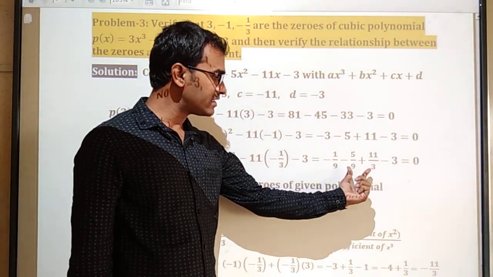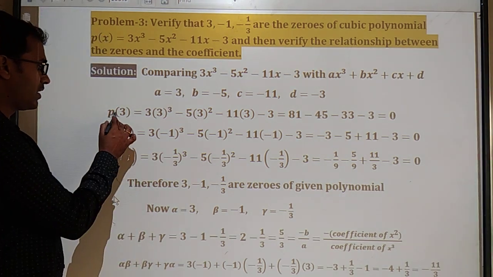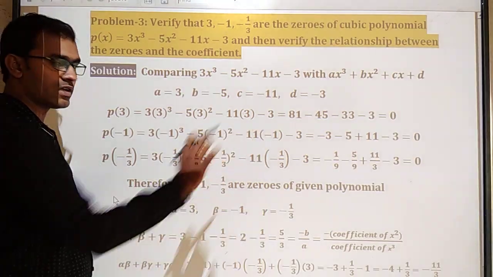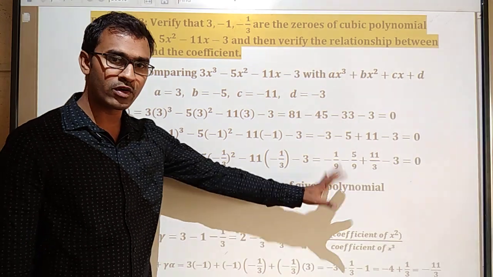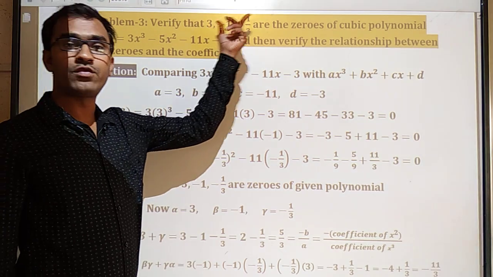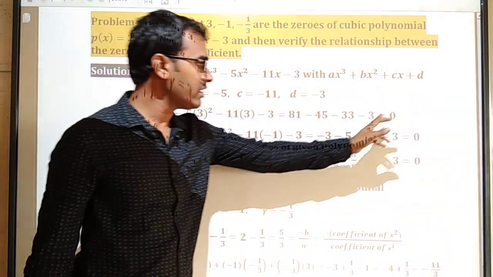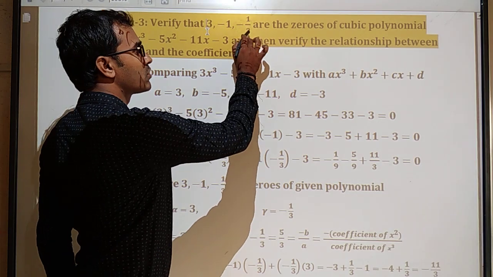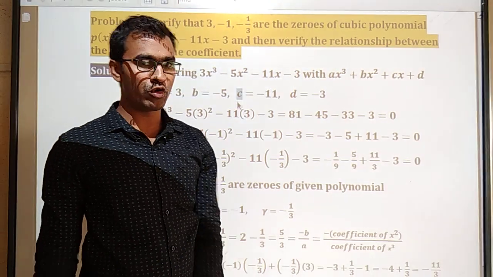Or you take the LCM method, and you get 0, right? Therefore p of 3 is also 0, p of minus 1 is also 0, and p of minus 1 upon 3 is also 0. Therefore 3, minus 1, and minus 1 upon 3 are zeros of the given polynomial. All three terms are zeros of the given polynomial. At the zeros, the polynomial value is 0. So 3, minus 1, and minus 1 upon 3 are the zeros of the given cubic polynomial.